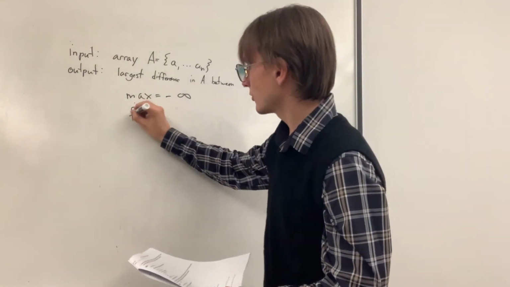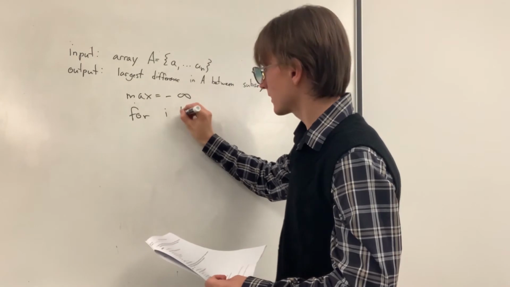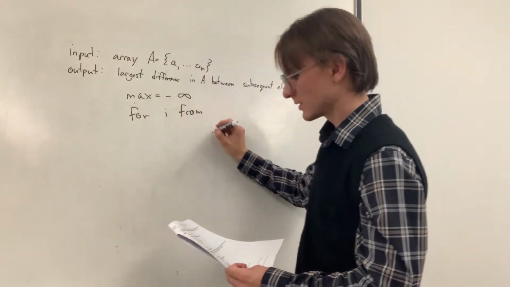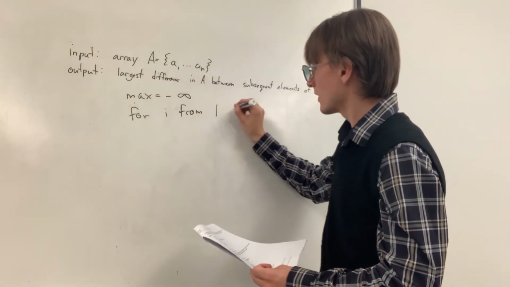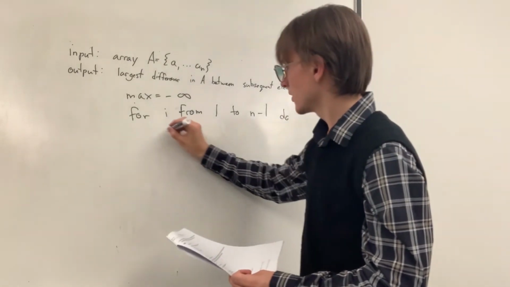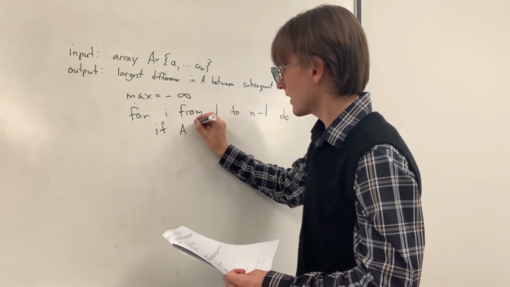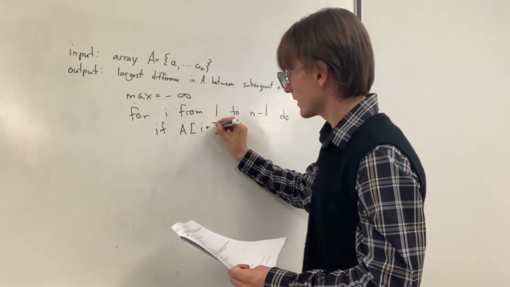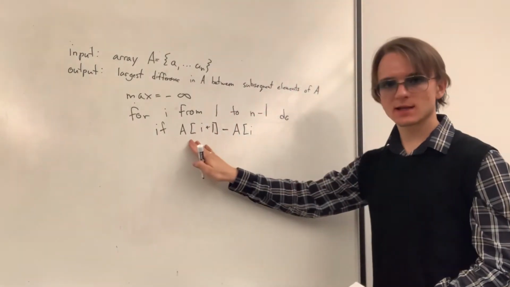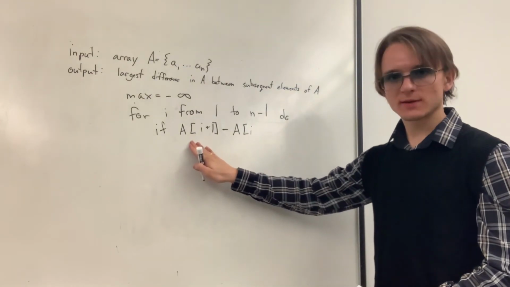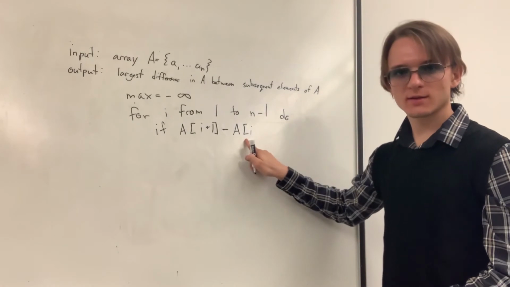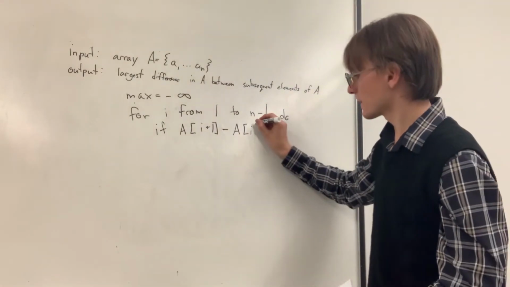Then we make a for loop. Let's go I from 1, 2, up to n minus 1, and we do the following. We have an if statement. If A of I plus 1 minus A of I, that is, we're checking the next, subsequent element in the array from our current position I, with the current element at the position I.